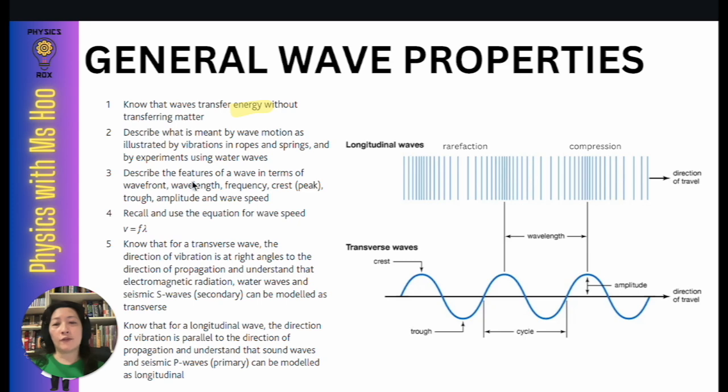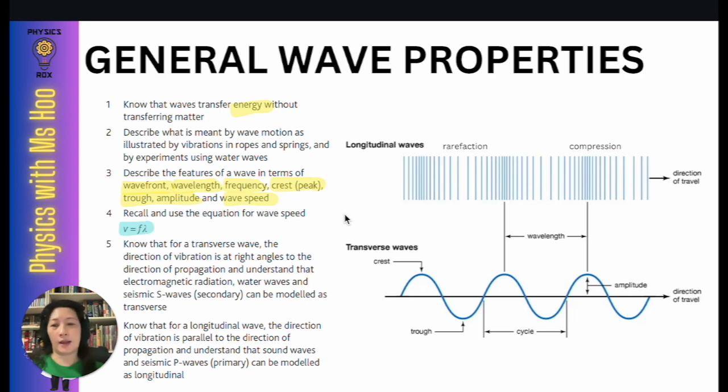Now within those waves, you must also be able to describe the features of a wave in terms of wavefront, wavelength, frequency, crest, or also known as peak, trough, amplitude, and wave speed. Just going to highlight these as well. In this video, I'm not going through the meanings of each of these because by now you should already know what all these terms mean. If you cannot remember, then please watch my video about general wave properties where I explain each of these in detail.